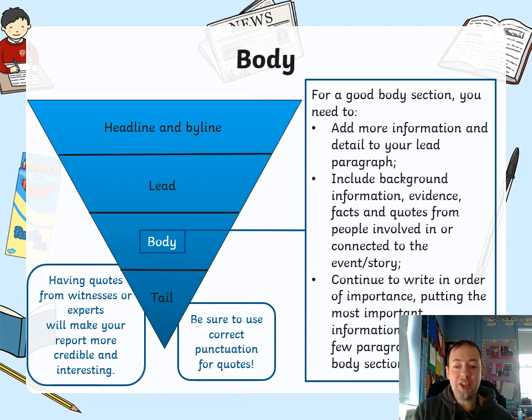Remember, each thing comes in order of importance in a newspaper article, so tell the stuff that's the most important bit first, and then the things that are the least important later. Having quotes from witnesses, we can do that a bit later. I actually do that in my tail section. Be sure to use correct punctuation for quotes as well.